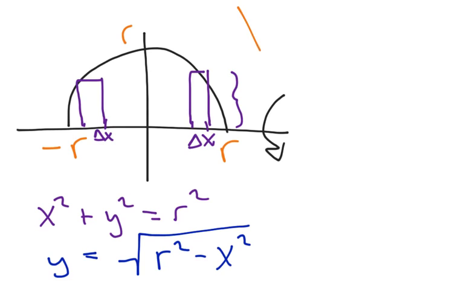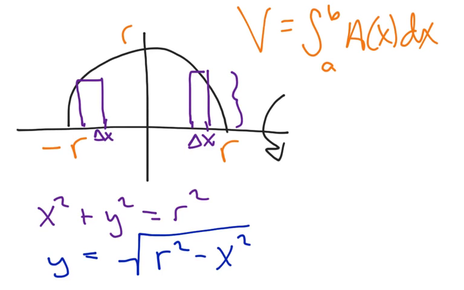Now remember, the key to volume is to integrate over our region A to B the area of the cross-section as a function of x.